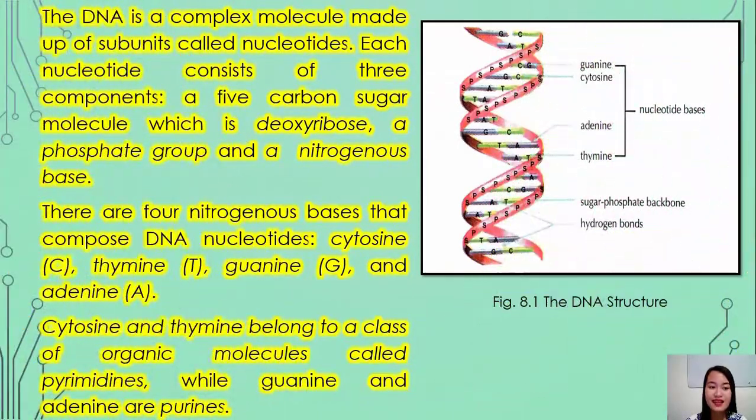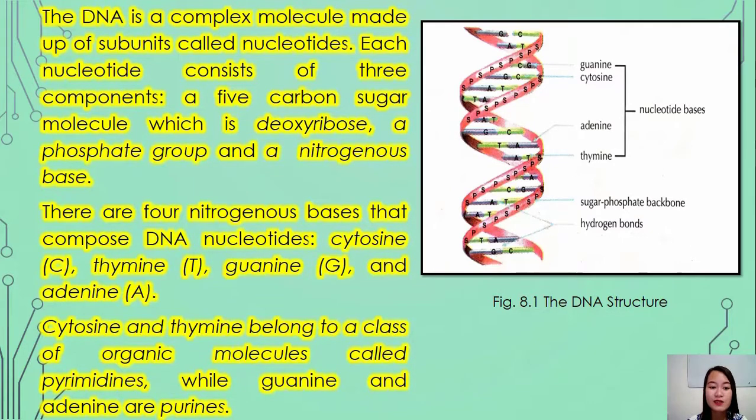Okay, so next, the DNA is a complex molecule made up of subunits called nucleotides. Each nucleotide consists of 3 components. Number 1, a 5-carbon sugar molecule, which is deoxyribose. So ibig sabihin, yung deoxyribose, yung kanyang structure ay merong 5 carbon sugar molecule. The second one is a phosphate group, and the third is a nitrogenous base.